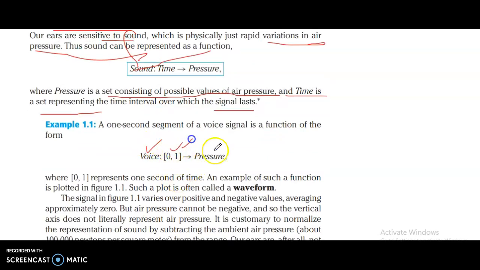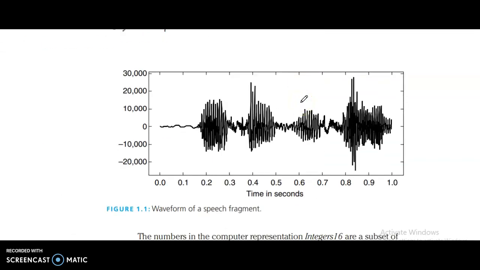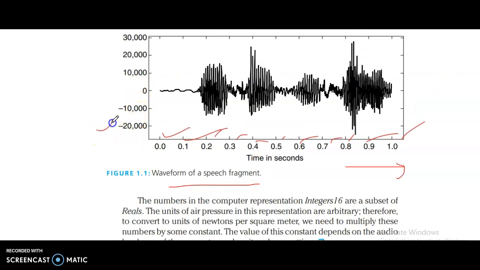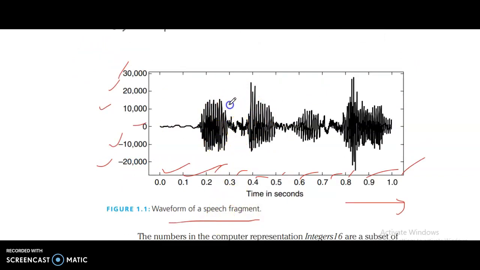Voice: from the interval 0 to 1 to pressure, where 0 to 1 represents 1 second of time. An example of such a function is plotted in figure 1.1. Such a plot is often called a waveform. Waveform of a speech fragment. Time in seconds on the x-axis: 0, 0.1, 0.2, up to 1. Here minus 20,000, minus 10,000, 0, 10,000, 20,000, 30,000 on the y-axis. This is the waveform of a speech fragment.